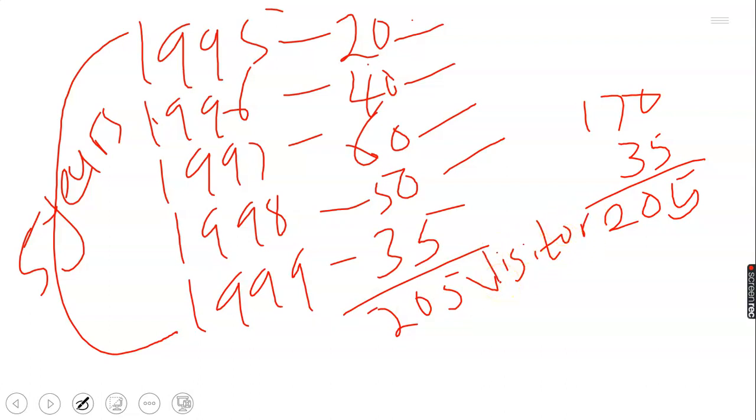Now we can look at the picture again. Which year did they have the least number of visitors? Least means the smallest. We have 20, 40, 60, 50, 35. 20 is the least, so that year is 1995. That was the year we didn't have a lot of visitors. Now the year with the most visitors: 60 is the highest number, so that year is 1997. So you can see we can get a lot of information from just this graph.